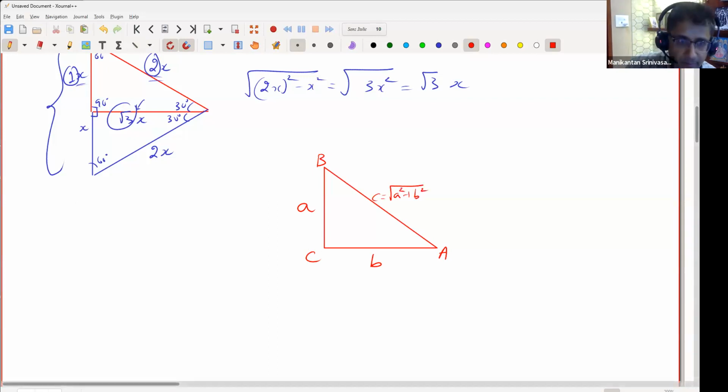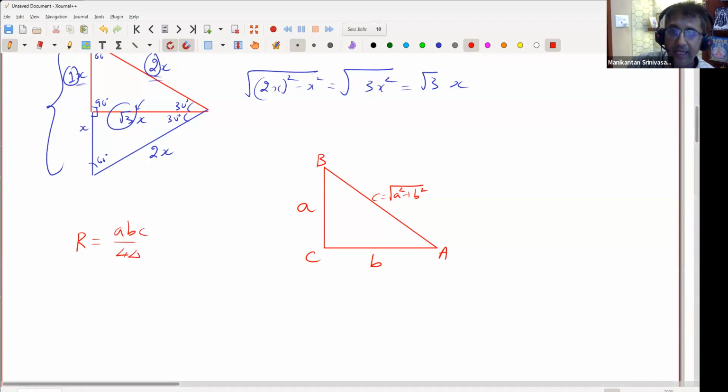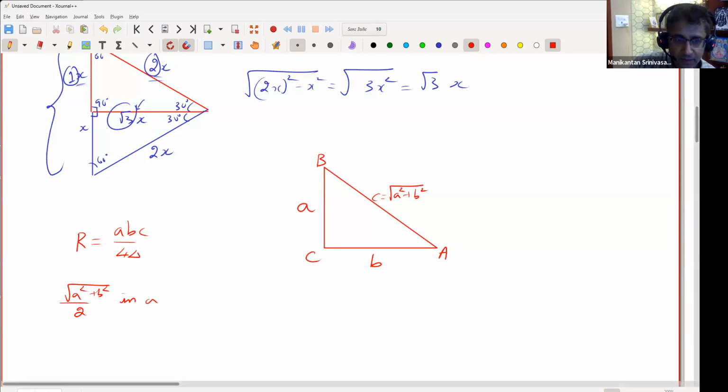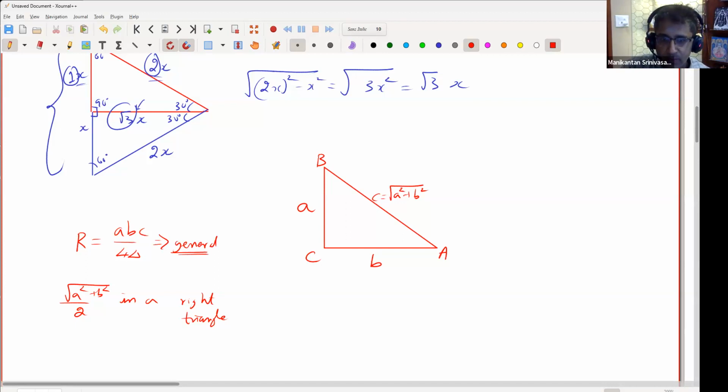Now, what am I claiming? I'm claiming that R, the radius of the circumcircle, which is abc by 4 delta, in a right triangle is the square root of a square plus b square by 2. Okay, let's check if that's true, right? This formula is general for any triangle, so specifically for a right triangle, why does this property hold?